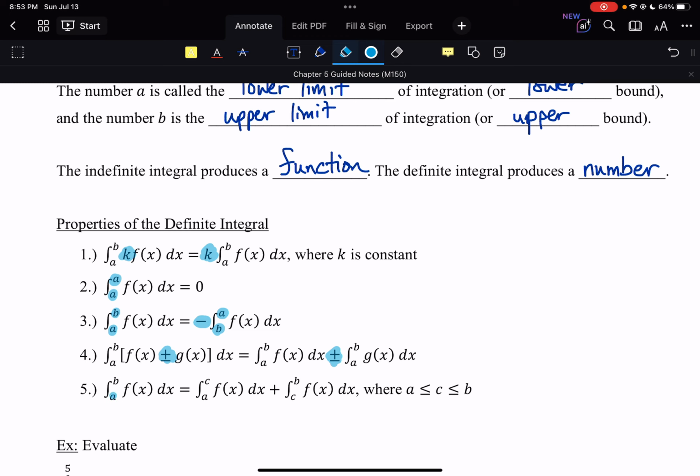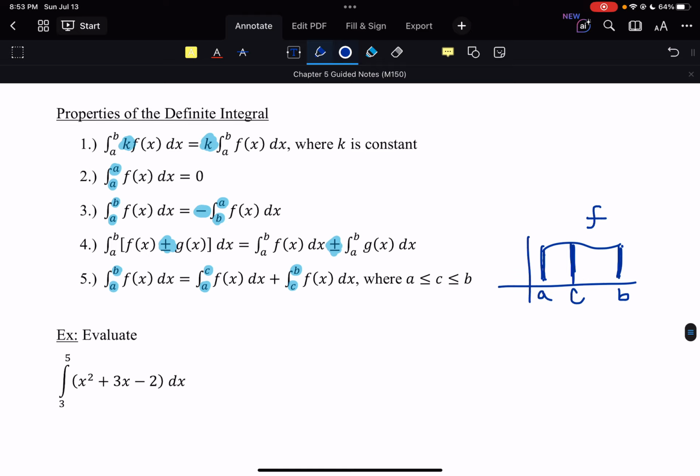And then the last one down here: if you take the integral from a to b of a function, you can actually split that into multiple integrals that split the interval. So if we had a function f like this, and this is a, and this is b, the integral from a to b is the same as the integral from a to c plus the integral from c to b. So instead of taking the whole thing at once, we're taking the two parts separately. And we are allowed to do that. That's what this property tells us.